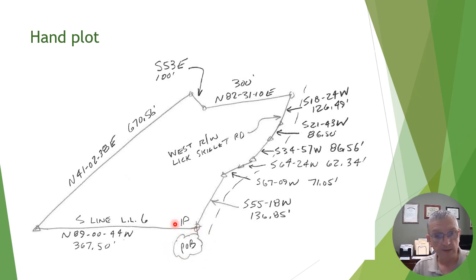Now the point of beginning is an iron pin. It's at the intersection of the west right-of-way of Lick Skillet Road and the south line of Land Lot 6. There's where we begin. Then here's these same bearings and distances. We come back to the west right-of-way of Lick Skillet Road, and here are the calls down the road back to the point of beginning.